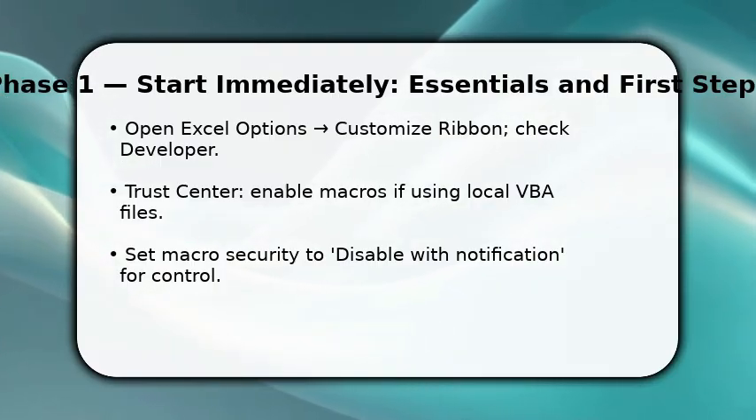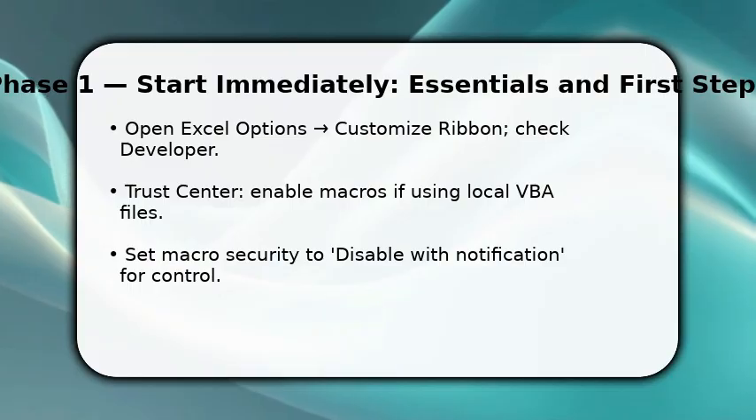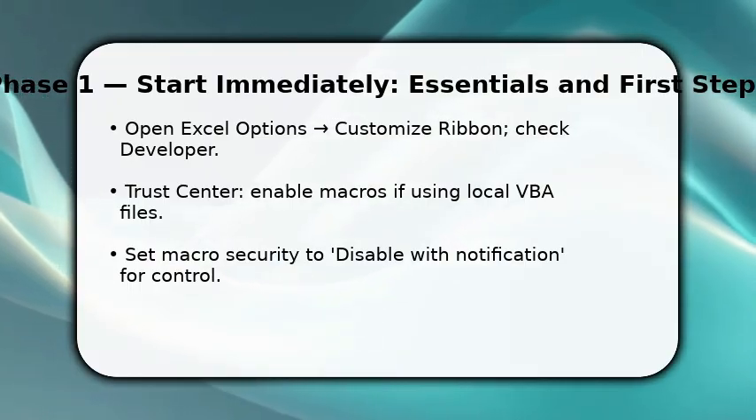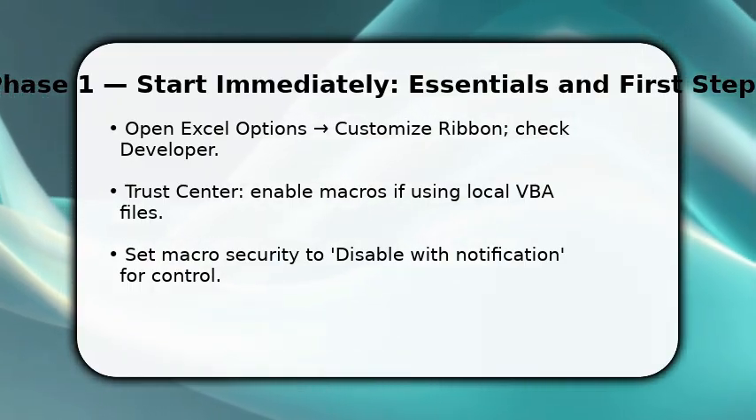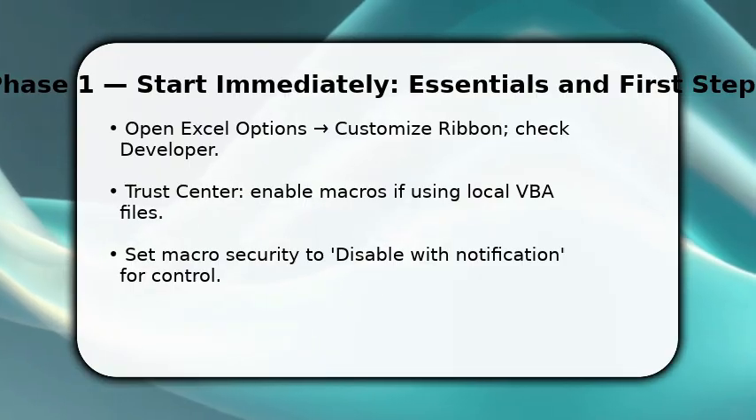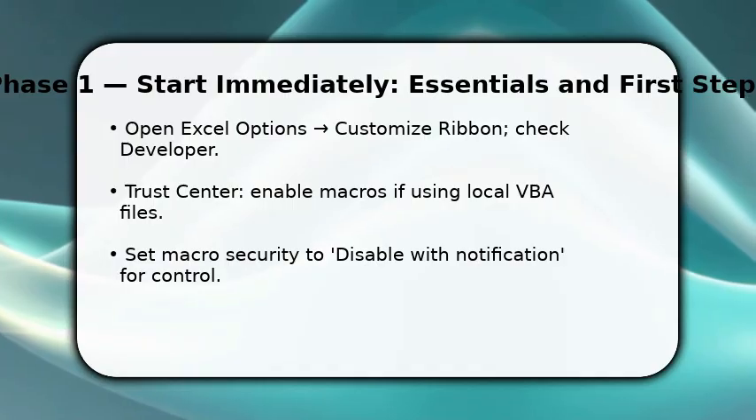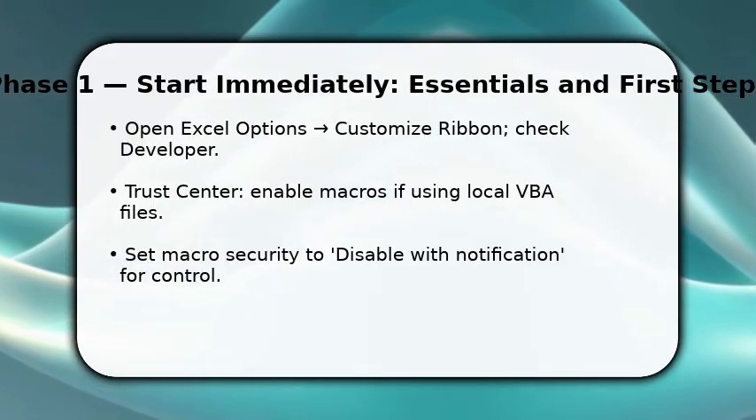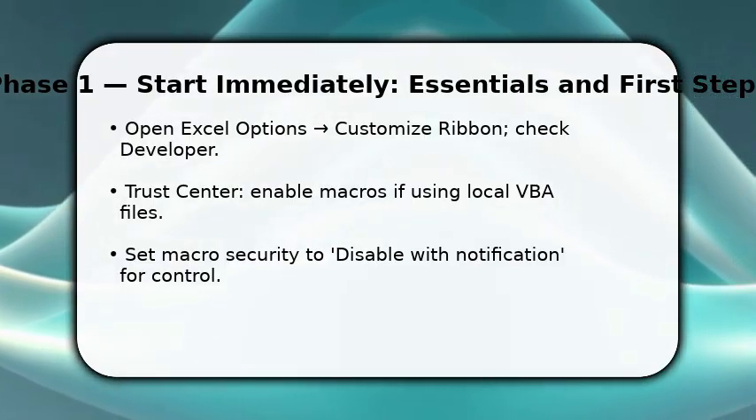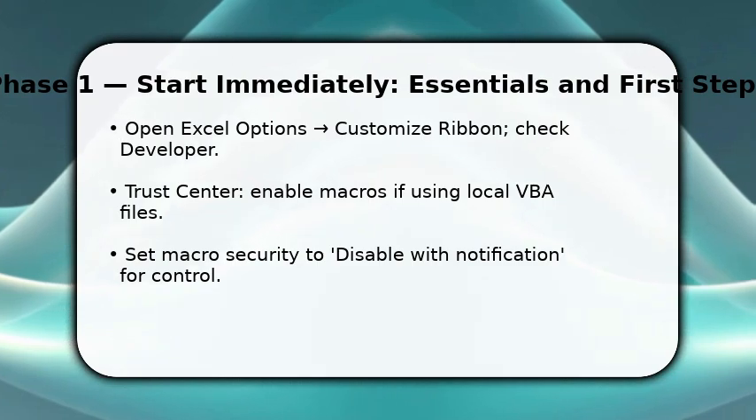Then go to Trust Center, Macro Settings and pick Disable with notification so you can choose when to run code. Make sure Protected View settings won't block your files. Adjust only for trusted folders. Once done, you'll see Visual Basic and Insert buttons. Those are your entry points to automate and extend worksheets.